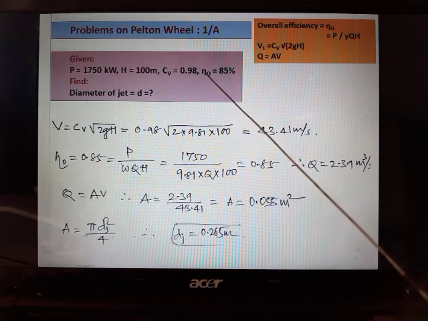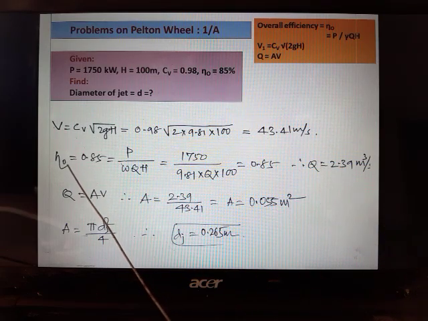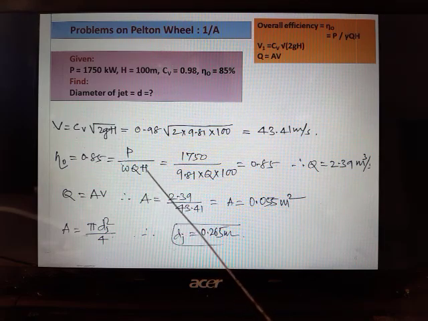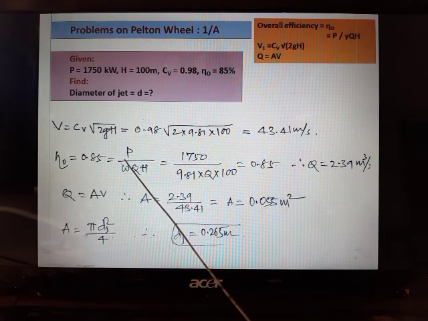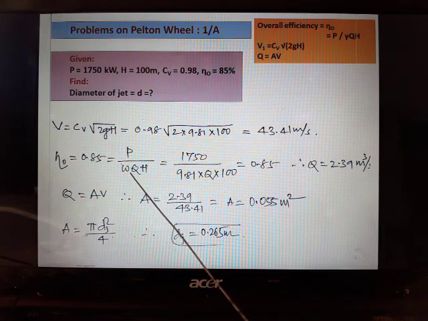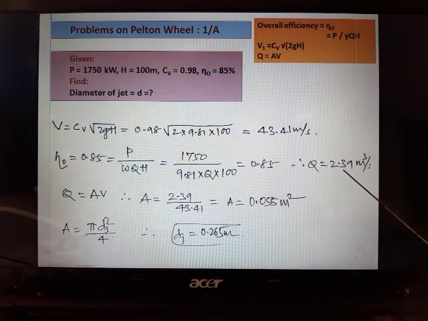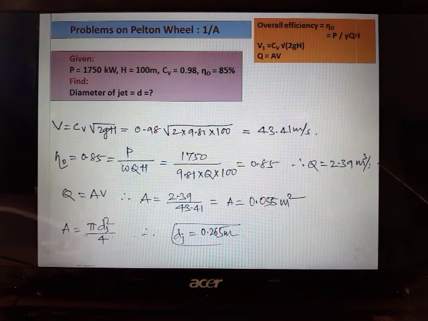Now there is overall efficiency given. If I write an equation, overall efficiency equal to P by gamma QH, this gamma is unit weight of water. So the only unknown in this equation is discharge Q. So that can be calculated as 2.39 meter cube per second.